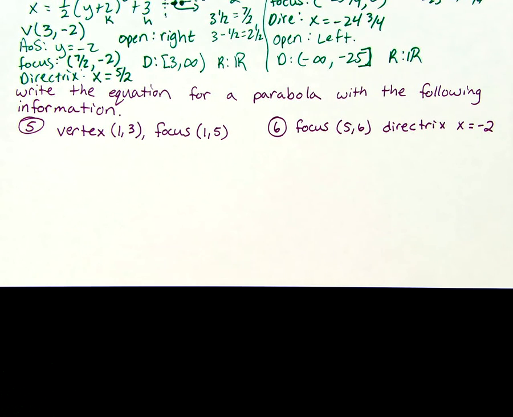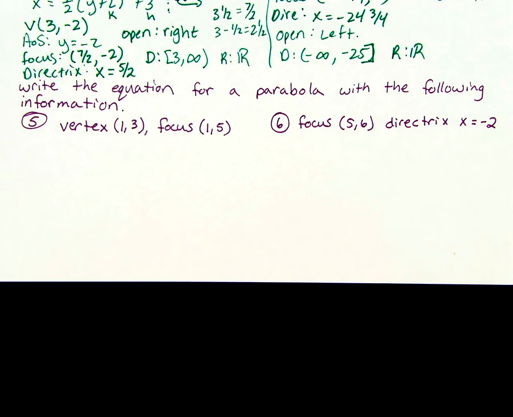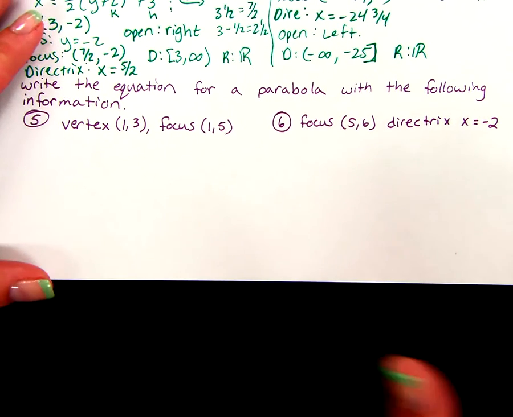All right, in the next part of the lesson, we're going to talk about writing equations for a parabola from the following information. Here they give us the vertex and the focus. So we do need to know if it's going to be vertical or horizontal. Sometimes it's best to do a rough sketch.